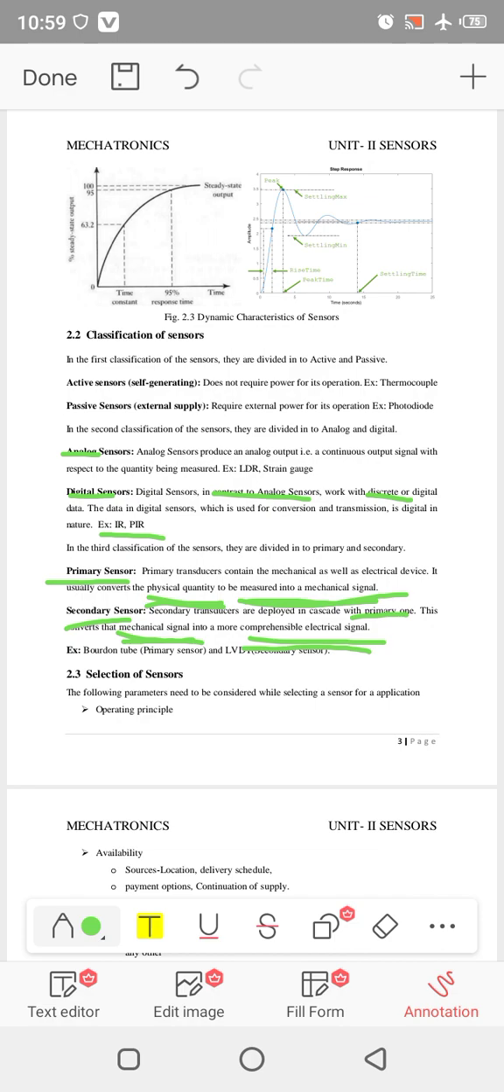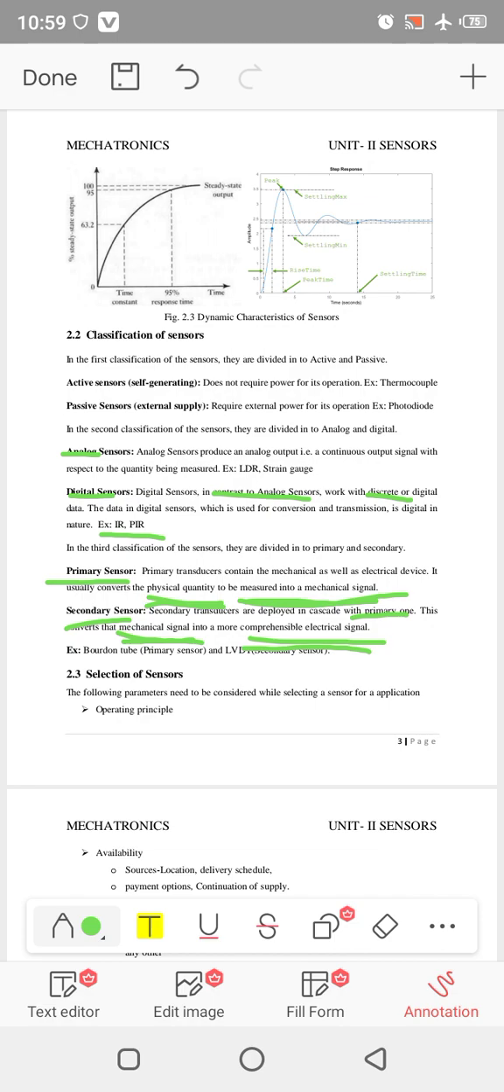We have seen the classification of sensors. The first classification of sensors is active and passive. The second one is analog and digital. The third one is primary sensors and secondary sensors.